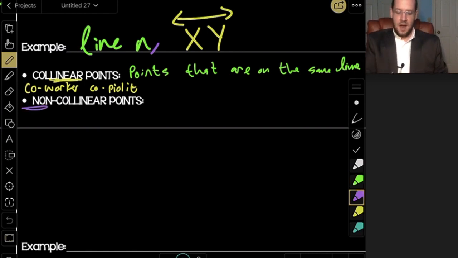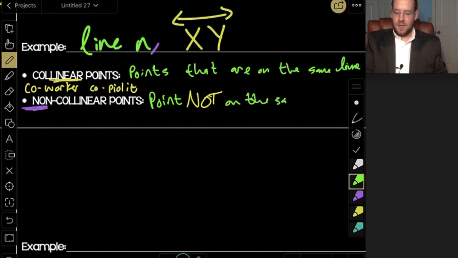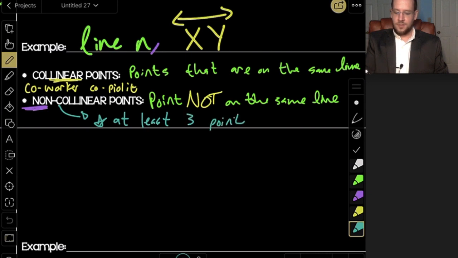So if we have non-collinear, and collinear meant to be on the same line, then non-collinear would mean that we are not on the same line. These are points not on the same line. And there is a caveat here. For non-collinear, you need at least 3 points.